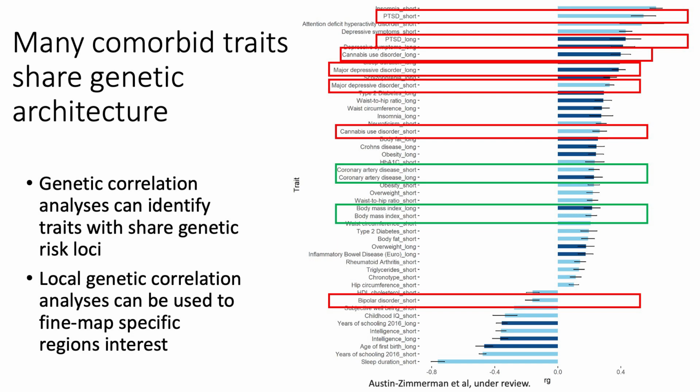That's sort of a global metric, but what you can then do is look on a local level, so look in either specific regions of the genome or in specific genomic pathways and see is there a correlation between those traits there. And there's various different methods that will allow you to do that.